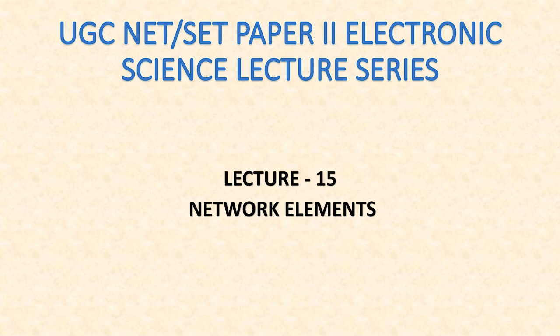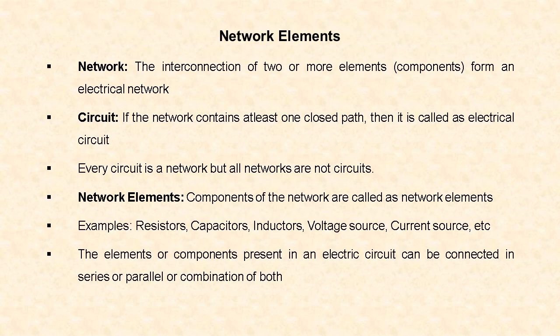We are going to see about network elements. First, what is a network? A network is the interconnection of two or more elements or components. If the network contains at least one closed path, then it is called an electrical circuit. Every circuit is a network, but all networks are not circuits.